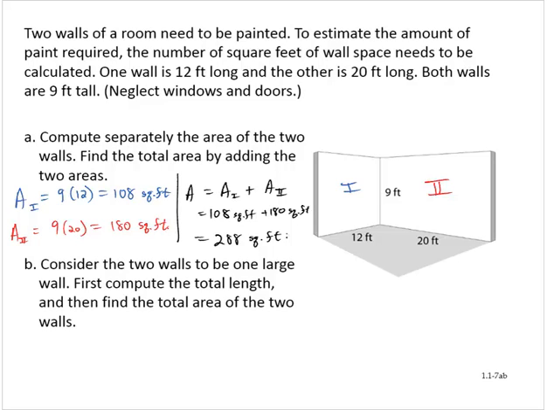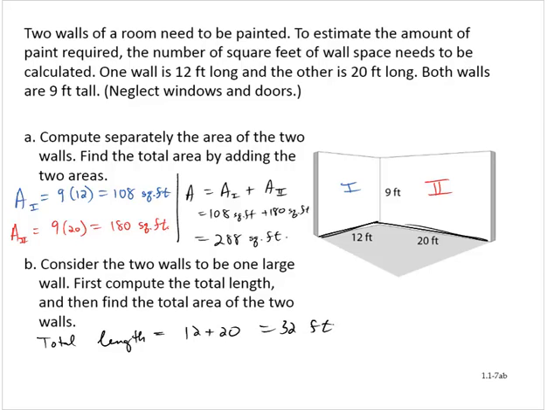Exercise B tells us to consider the two walls to be one large wall. First, compute the total length, and then find the total area of the two walls. Well, the total length would be 12 and 20. That would be the total length. So the total length would be 12 plus 20, that would be 32 feet.